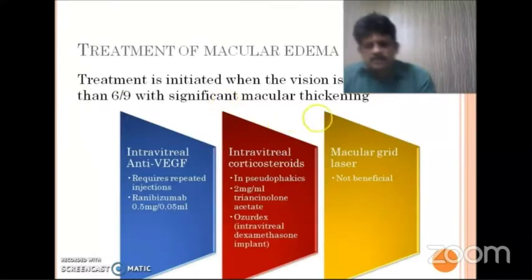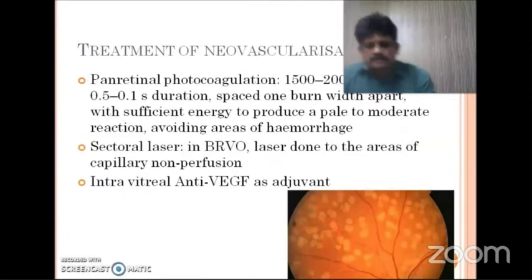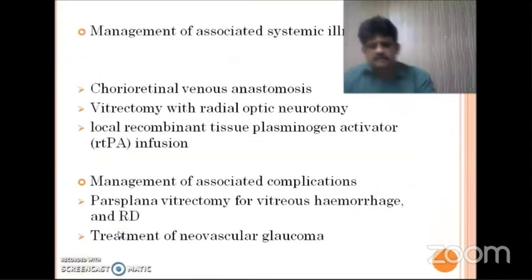Treatment options are intravitreal anti-VEGF, ranibizumab 0.5 milligram per 0.05 ml, intravitreal corticosteroid and macular laser. Treatment of neovascularization is by panretinal photocoagulation in case of CRVO, and in case of BRVO showing neovascularization elsewhere, it can be managed with scatter laser and adjuvant intravitreal anti-VEGF. These are the other treatment alternatives.